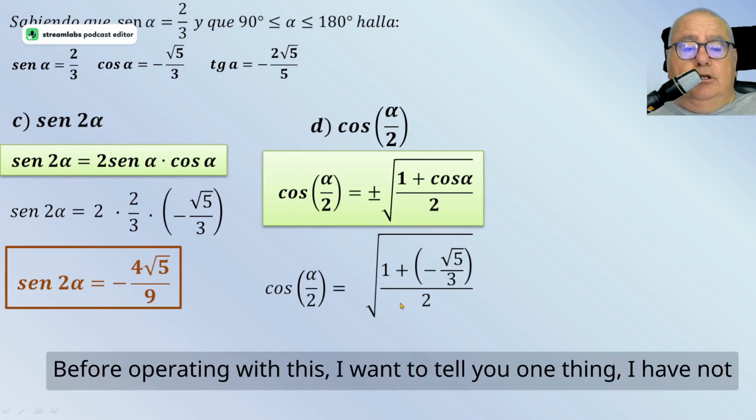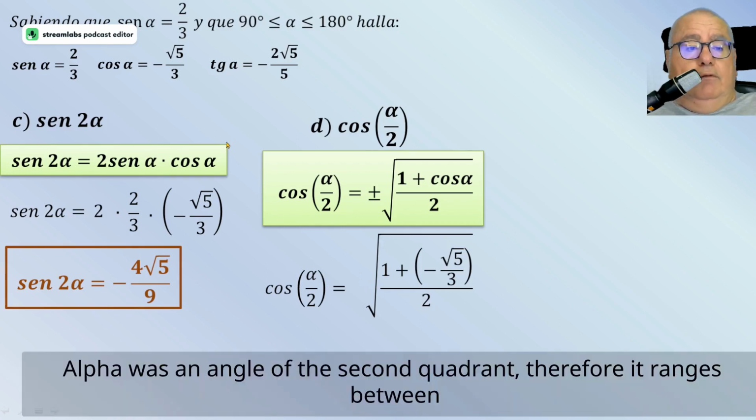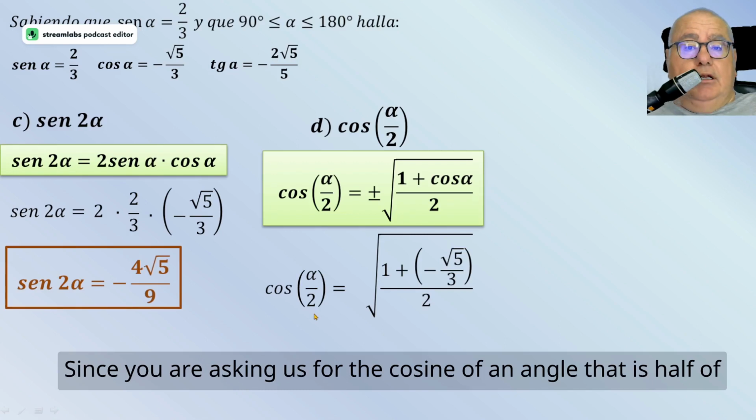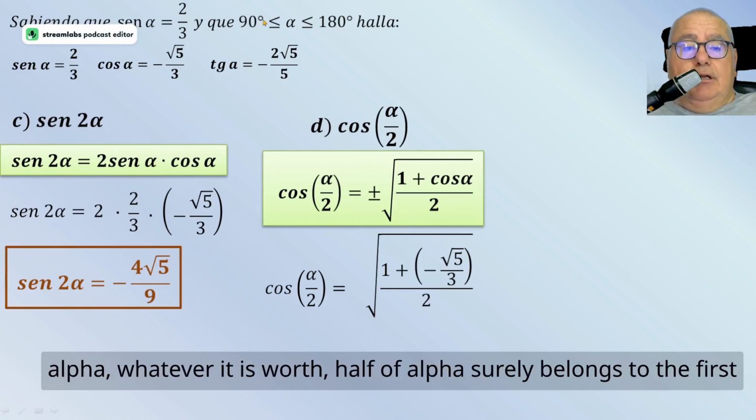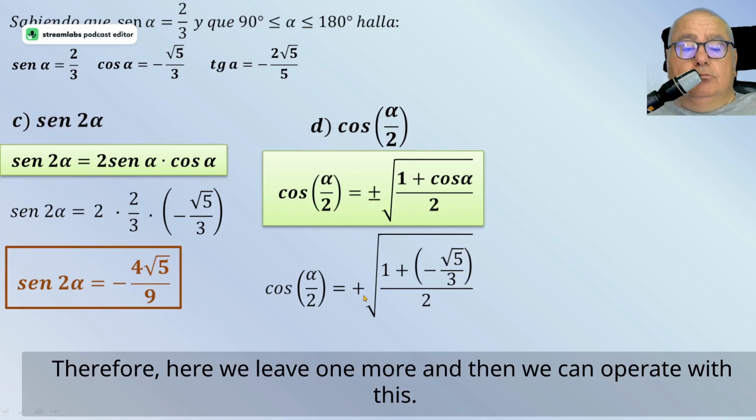Before operating with this, I want to tell you one thing. I have not put anything, plus or minus, here in front of the root, and we are going to analyze the situation. Alpha was an angle of the second quadrant. Therefore it ranges between 90 and 180. Since you are asking us for the cosine of an angle that is half of alpha, whatever it is worth, half of alpha surely belongs to the first quadrant, and there the cosine is positive. Therefore, here we leave a plus and then we can operate with this.